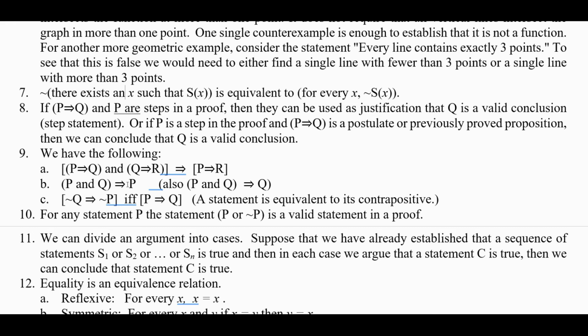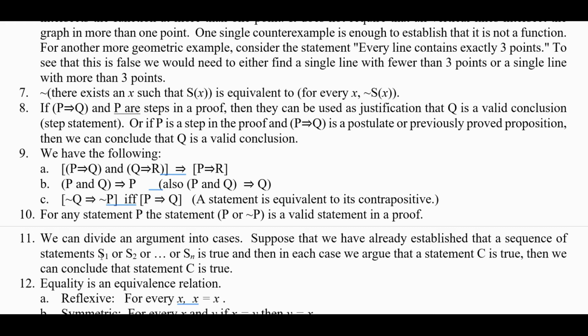P and Q implies P tells us that if we know P and Q are both true, then P has to be true. Kind of obvious, right? Not Q implies not P is equivalent to saying P implies Q. If P implies Q is the original statement, then not Q implies not P is called the contrapositive.